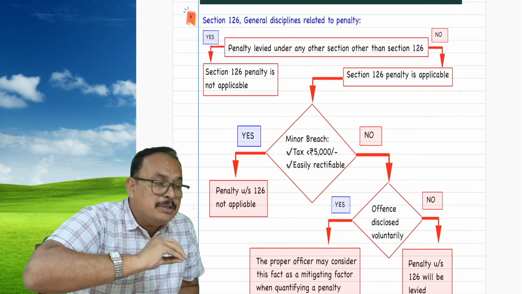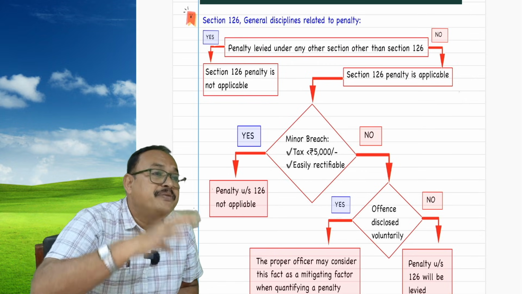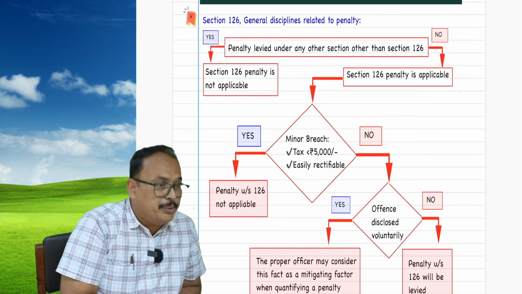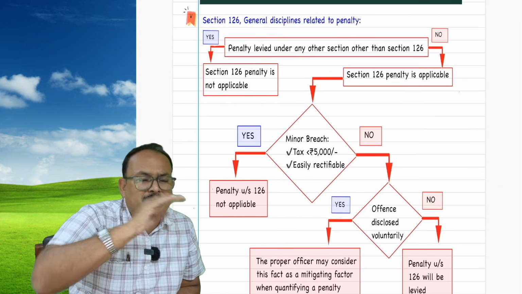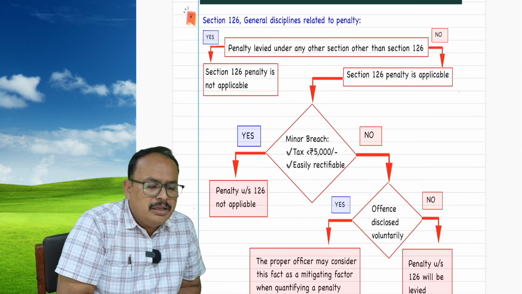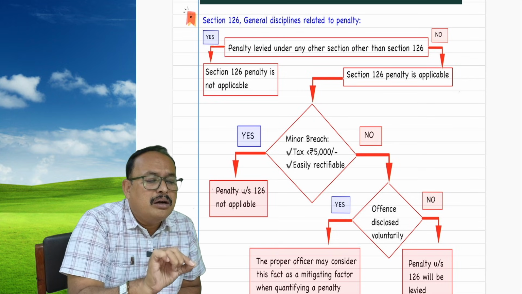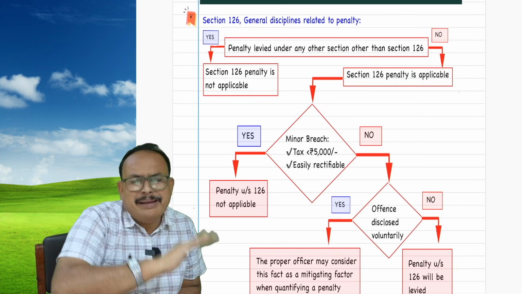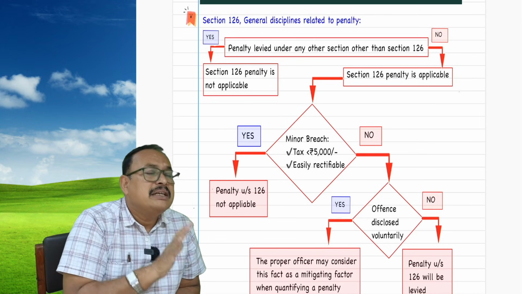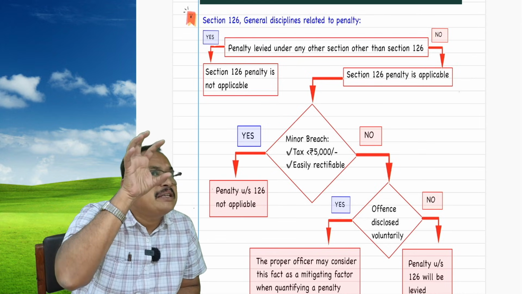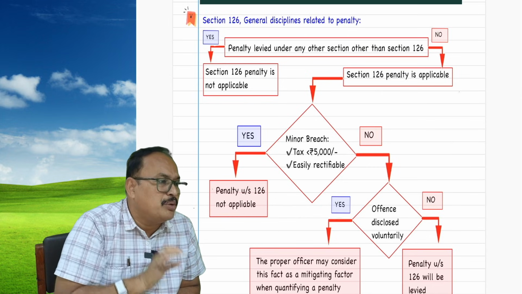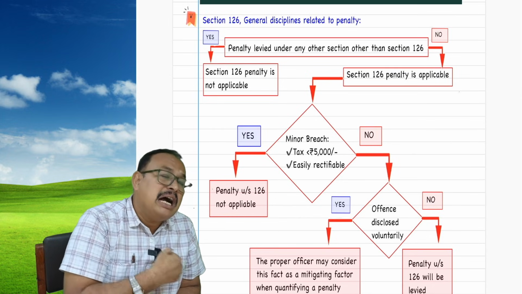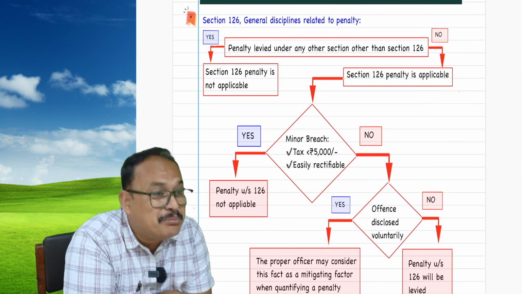Such a penalty can be imposed under section 126 if there is no specific penalty for any other offences. For example, Raja falsifies the record, maybe intentionally or unintentionally. If so, and no specific penalty provision has been prescribed for the given offence, in that case, 126 says that I will levy the penalty if it is not a minor breach.